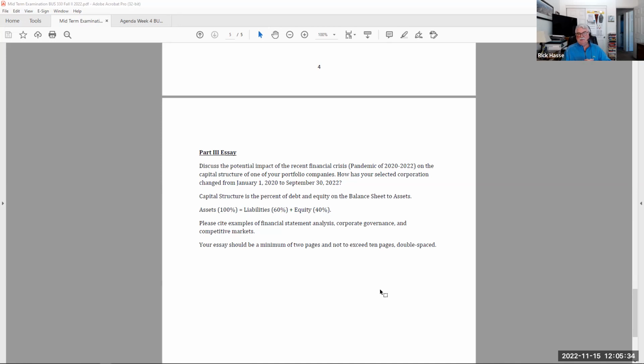Has the company had a change in leadership, the corporate governance? Has it had a change in management? Have the markets or the industries that they compete in changed during that time? Try to compare how the capital structure has changed or trended over that period to various different types of interpretations: change in management, markets, whatever. That's what I'm looking for in this essay.